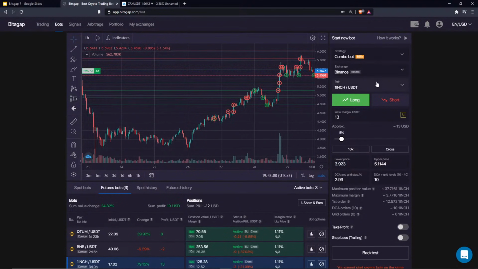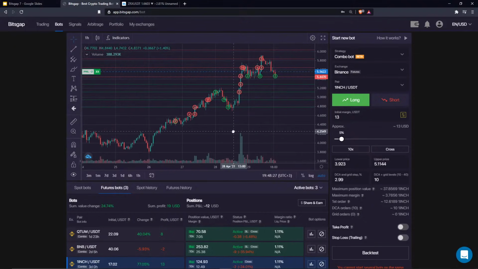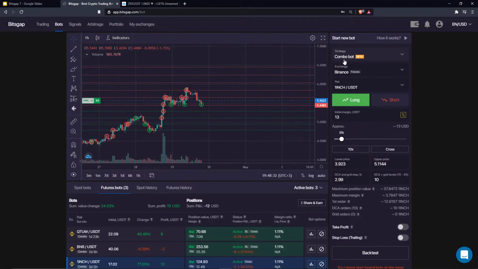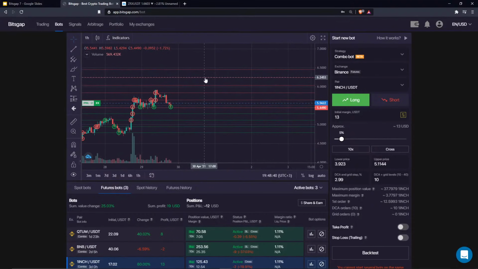So let me show you the key difference. Combobot is completely different from the Sbot and the classic bot, apart from the fact that it also uses the grid technology, but it combines this grid technology with the DCA logic. So basically Combobot, that's why it's called Combo, because it's a combination of grid levels and DCA levels, like grid orders and DCA orders. So DCA orders are those orders that are used just to adjust the entry price.